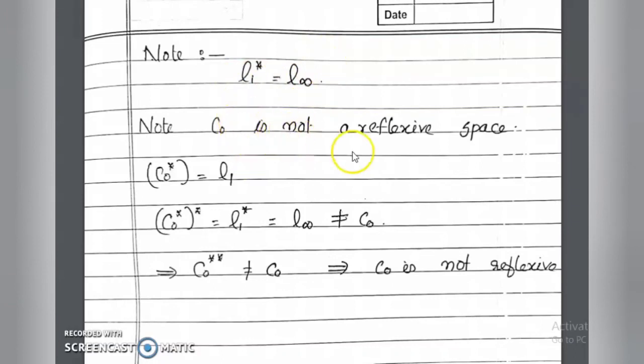Next, note that C0 is not a reflexive space. Why? C0* is equal to L1, so C0** is equal to L1*, which is equal to L infinity. This is not equal to C0. Therefore C0** is not equal to C0, which implies C0 is not a reflexive space.